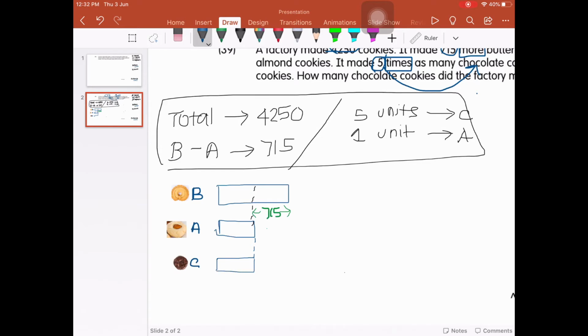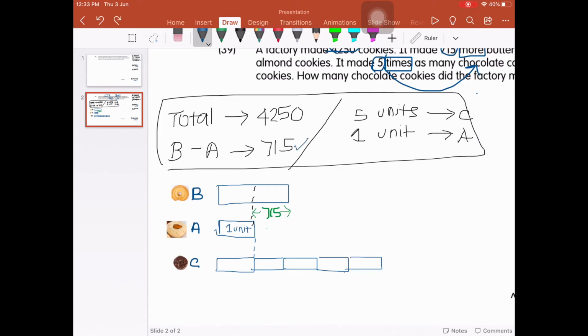This is 1 unit. This almond has 1 unit. See? Almond has 1 unit, while the chocolate cookie has 5 units. So we are going to draw 5 units. 1, 2, 3, 4, 5. 5 units for chocolate cookies, and 1 unit for almond cookies.